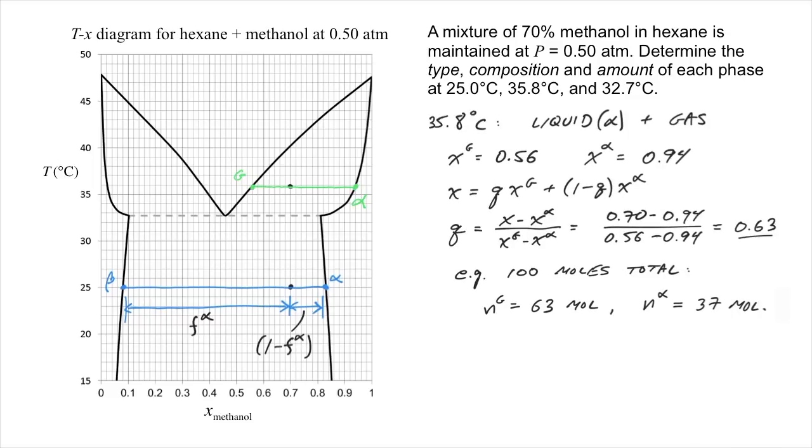As with the phase fraction in the case of two liquids, we can likewise visualize quality as the fractional position of the system composition x along the tie line from x liquid to x gas.